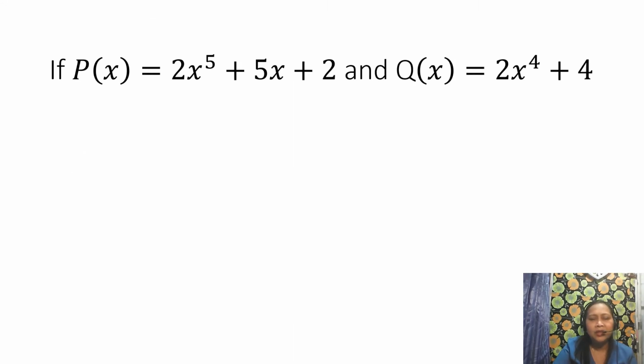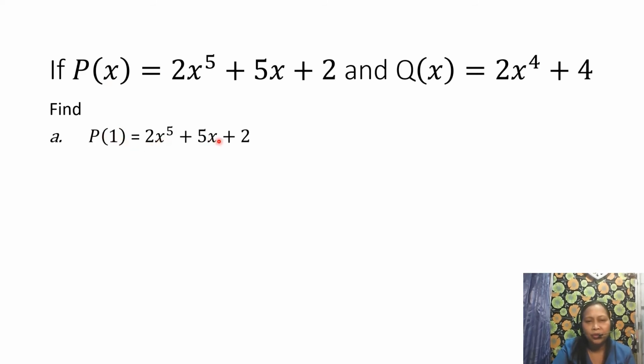Now let us solve first the number 1. P of 1 is equal to 2x to the power of 5 plus 5x plus 2, meaning we are going to substitute the value of x here, which is 1, to the variable x. So we will replace x by 1. It becomes 2 times 1 raised to 5 plus 5 times 1 plus 2.